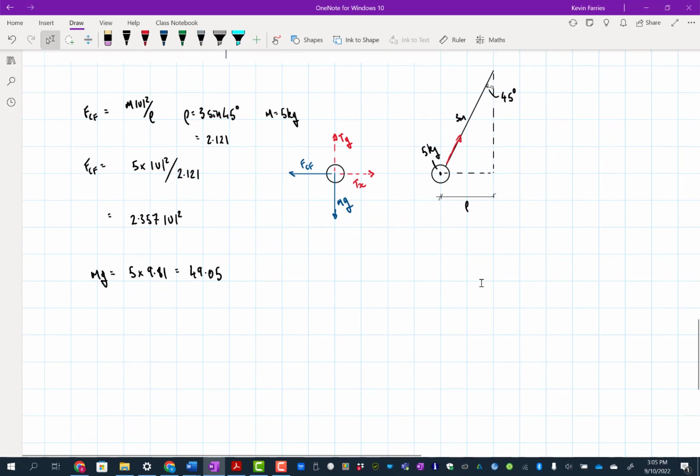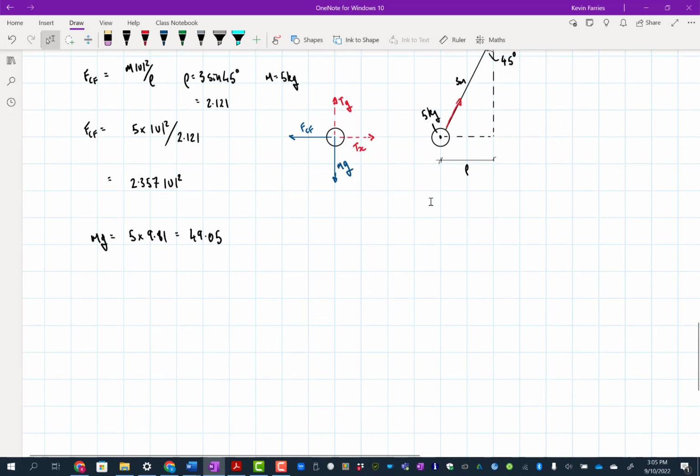And because this theta is 45, the resultant of these two things must be at 45 degrees. Therefore, this is going to be an isosceles triangle, so these two things must be equal. So Tx is equal to Ty. And therefore, we also know that Tx is equal to FCF and Ty is equal to mg. So we can say that the centrifugal force must be equal to the force due to gravity. So for reaction at 45 degrees, FCF must be equal to mg.